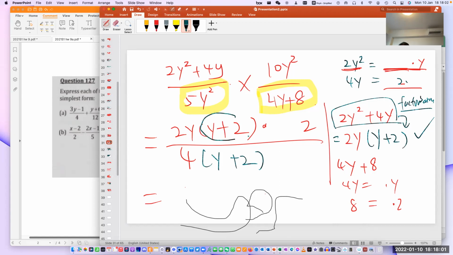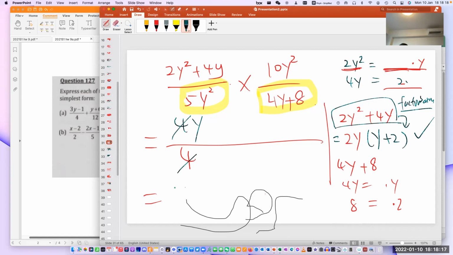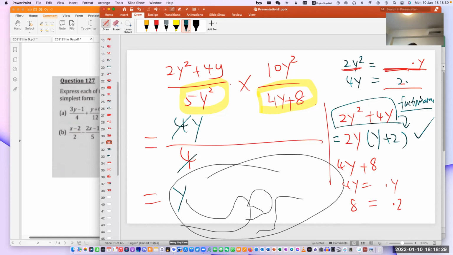Then can you see that you have a y plus 2 above, you have a y plus 2 below. So what you can do, cancel. Can you see that 2y times 2 is 4y, and you can divide by 4, so your answer is y. So the final answer is y for this question. So far so good. Okay, good.